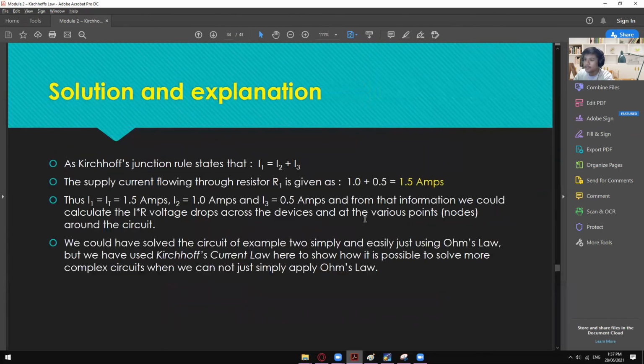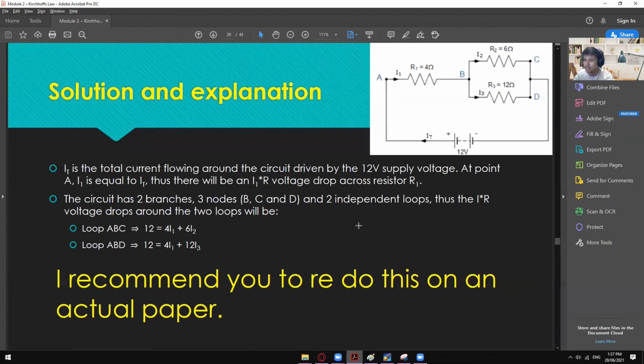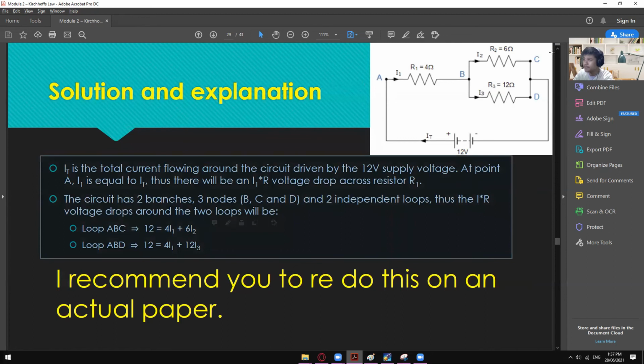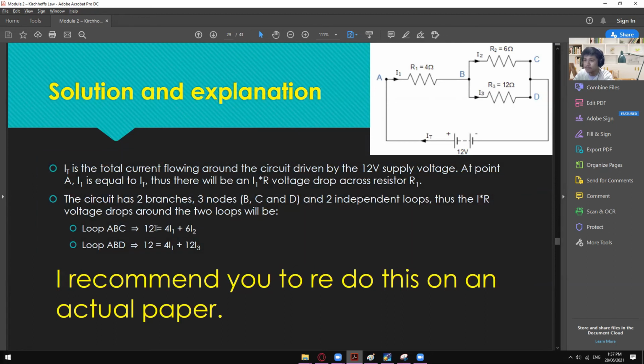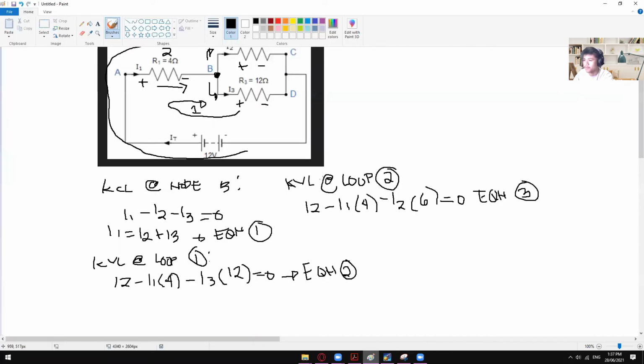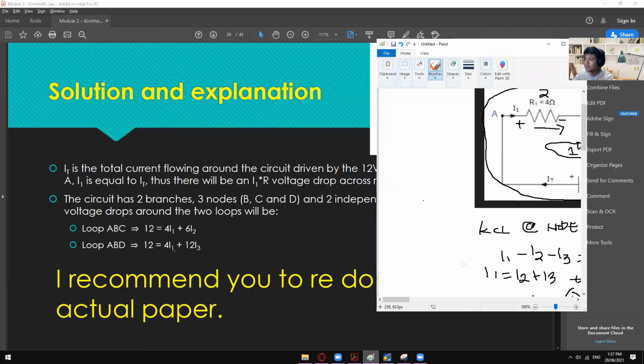So for the third example, where is that one? You will get this equation right here for the ABC, the outer loop. And then for the ABD, you will get this one. So let's compare if they are the same.